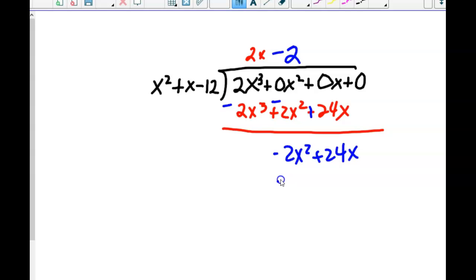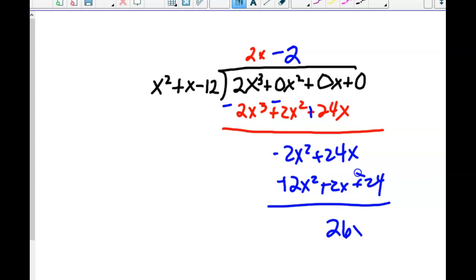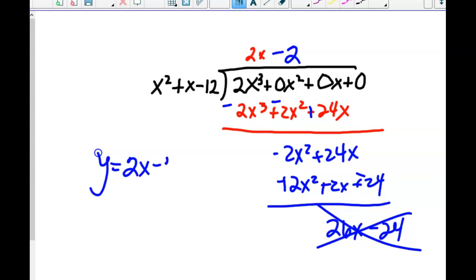Just a negative 2. So I get negative 2x squared minus 2x plus 24. Does it matter what happens here? If I change signs and add, I get 26x minus 24. Is x squared going to become an x? No. So this is the remainder. So the end behavior function is going to be y equals 2x minus 2, which is in fact an oblique asymptote.